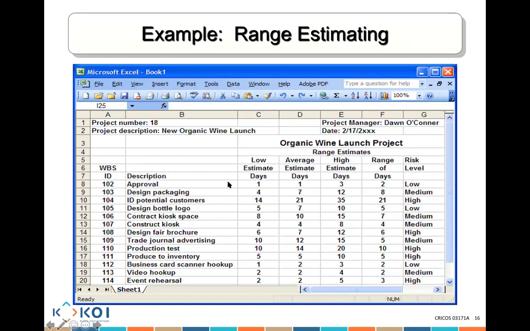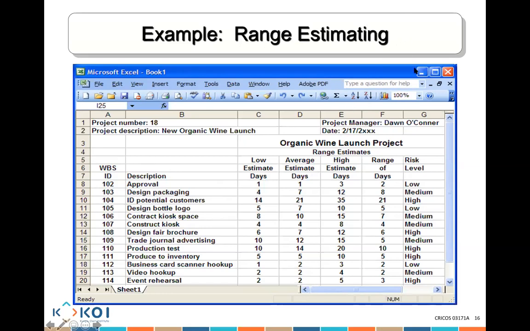So the way that you calculate it is 1 multiplied by the low estimate, plus 4 times the average estimate, plus 1 times the high estimate. So 1 times 1 is 1, plus 4 times 1 is 4, plus 3 times 1 is 3. So 1 plus 4 plus 3 is 8, divided by 6. That will be 1 point something. You calculate based on full days, so that will be 2 days for you to complete the job.